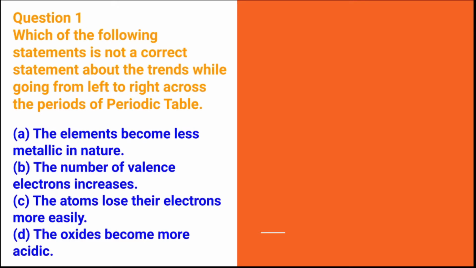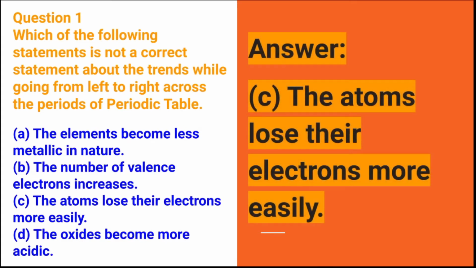Children, what is the question? While moving left to right across the periodic table, which of the following statements is not correct? According to the trends, we know that elements become less metallic in nature as we move from left to right, the number of valence electrons increases, and the oxides become more acidic. So the statement which is not correct is that the atoms lose their electrons more easily. So option C is the correct answer.